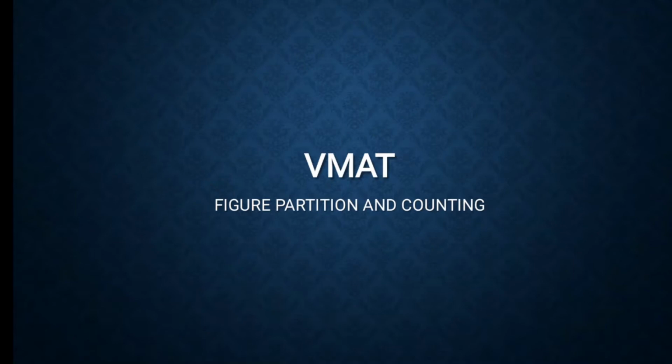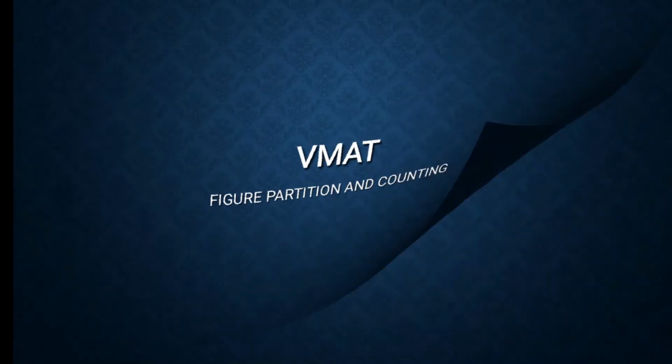Today, our topic for VMAT is figure partition and counting. In figure partition, you will be given certain figures wherein you will be asked to count the number of squares, rectangles or triangles that are there in the figure. Now, either you can manually count the number of partitions, the number of figures that are there, or there are certain tricks that will help you to count the actual number of figures.